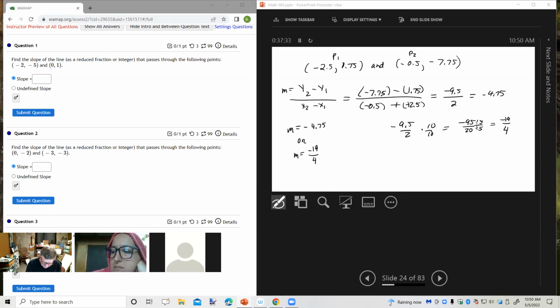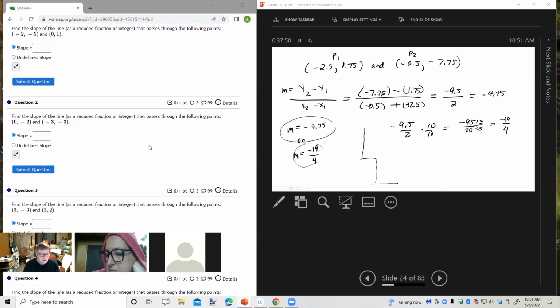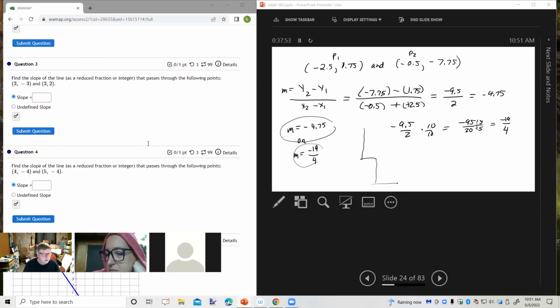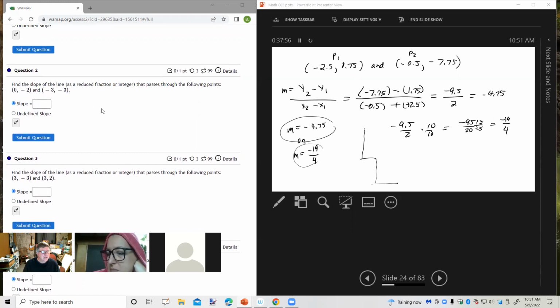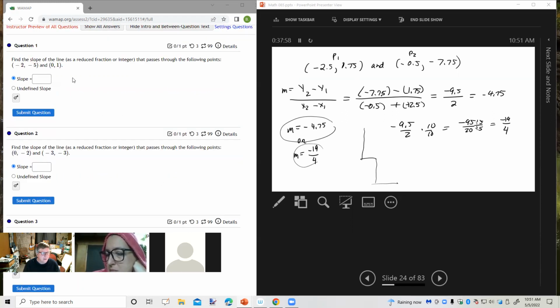Yeah, so if I was graphing, this would tell me I'd go down 19 units and over 4. If I had an equation and I wasn't concerned about the graph, but perhaps some other information, then this form would be useful, okay? Again, follow the directions. Notice the directions over here on the right in WAMAP. For instance, question 1, find the slope of the line as a reduced fraction or integer, okay? So you wouldn't use negative 9.5 over 2. That wouldn't be considered a reduced fraction.